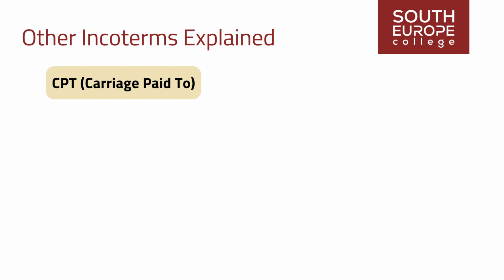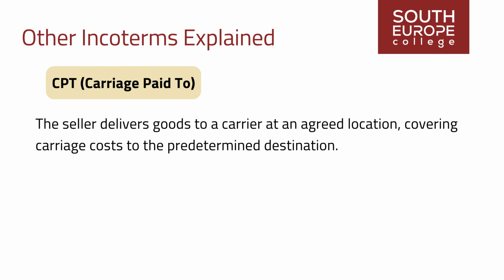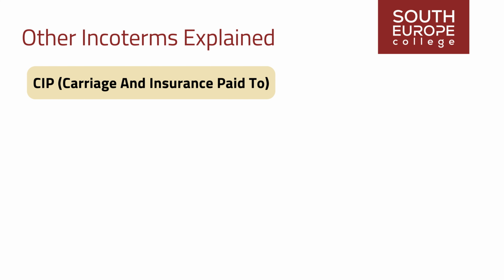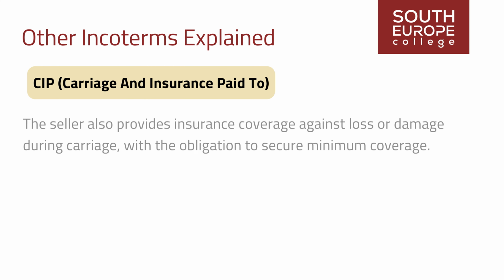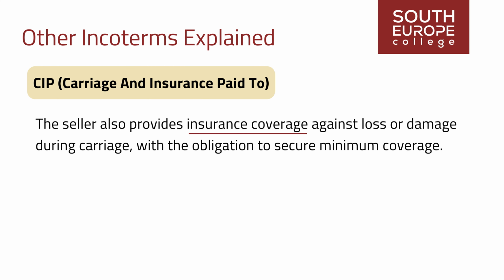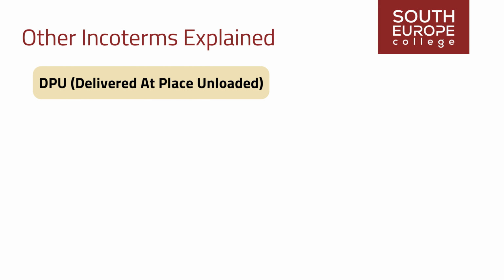CPT, carriage paid to. Seller delivers goods to a carrier at an agreed location, covering carriage costs to the predetermined destination. CIP, carriage and insurance paid to. Similar to CPT, the seller also provides insurance coverage against loss or damage during carriage, with the obligation to secure minimum coverage.